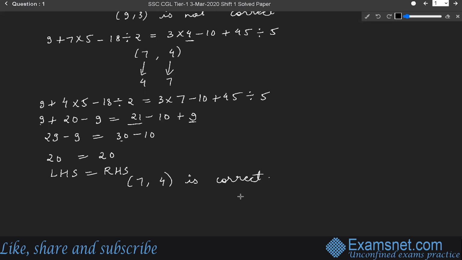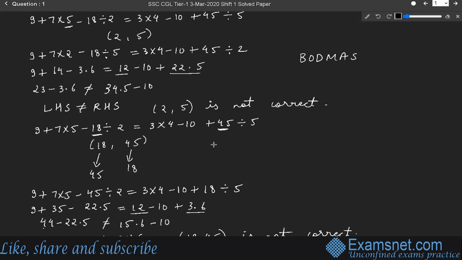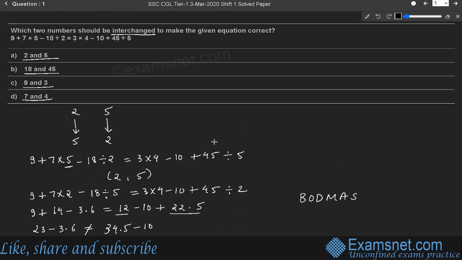So for this question, the two numbers that should be interchanged to make the given equation right are 7 and 4. So the correct option will be option D here. I hope you are clear with this question.